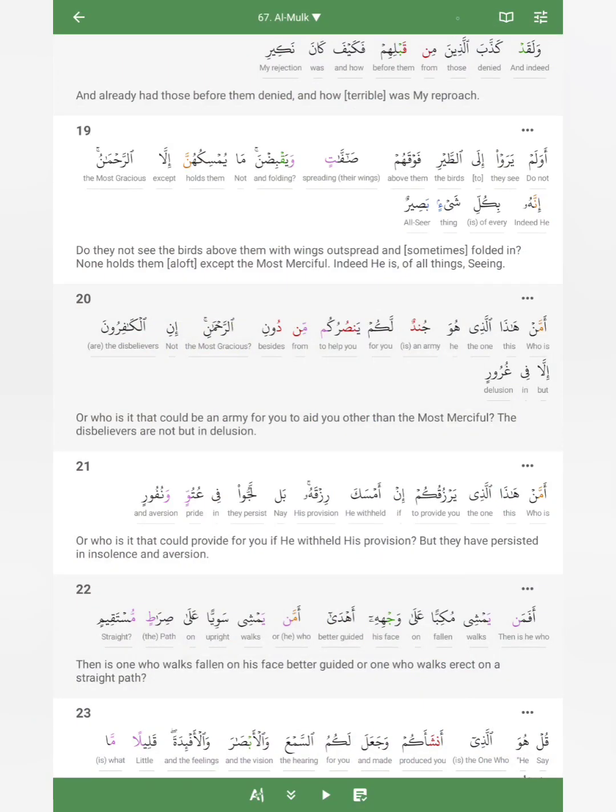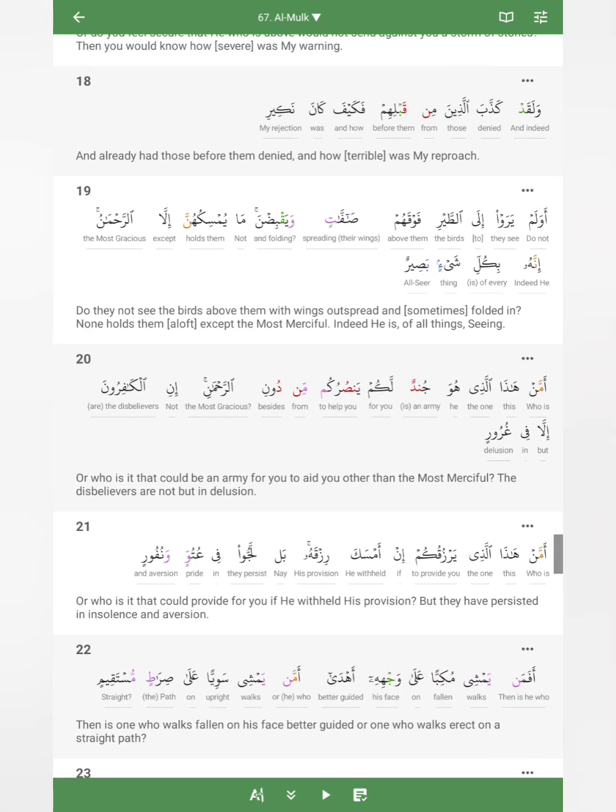Today in the meaning section of Surat al Mulk, in lesson number 7, we will be learning the meanings of ayah 19, 20 and 21 of Surat al Mulk. Let us look at what we were talking about already in ayah number 18. وَلَقَدْ كَذَّبَ الَّذِينَ مِنْ قَبْلِهِمْ فَكَيْفَ كَانَ نَكِيرٌ. And already those before them denied, and how terrible was my reproach. Allah Ta'ala is warning about the punishment that Allah Ta'ala gave to people in this world. Not just on the day of judgment and not just in hellfire, but in this world Allah Ta'ala is completely able to punish people if they do bad things.